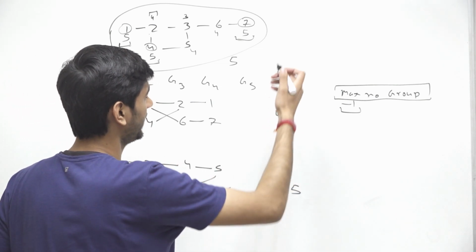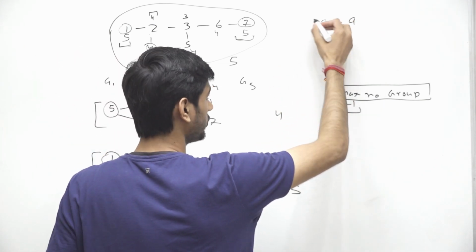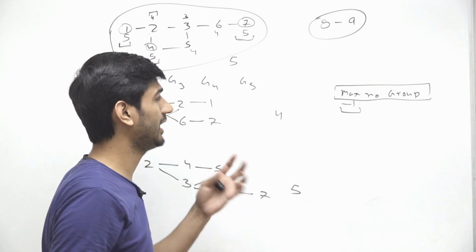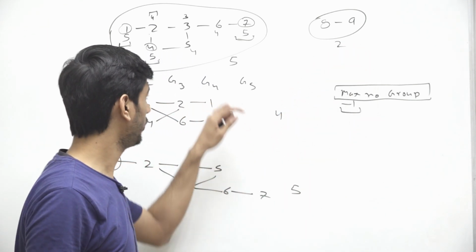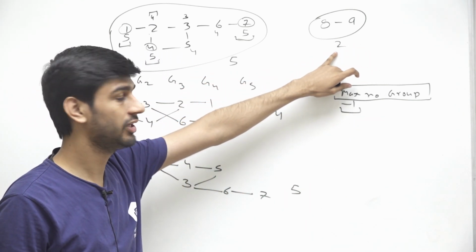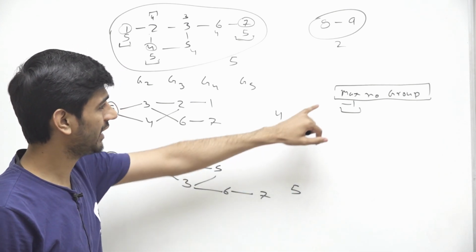Now let us take one more component. Let's say we have 8 and 9. For this component we can surely say that at max we can have 2 groups. For this component we can have 5 groups, and for this component we can have 2 groups. Now we want to maximize the number of groups.